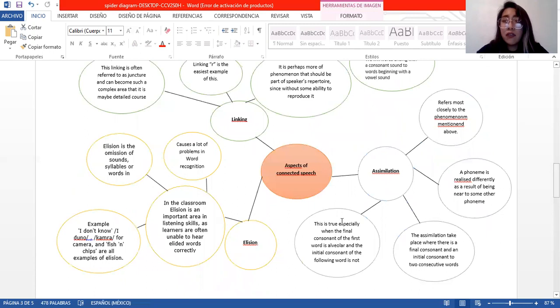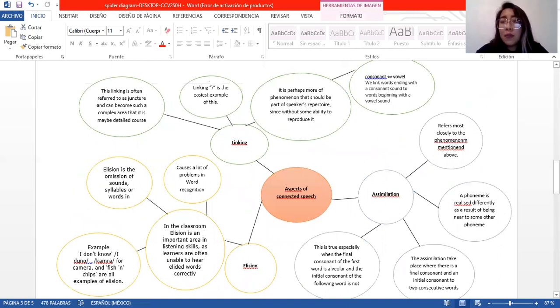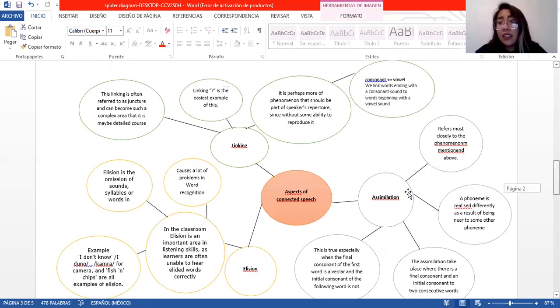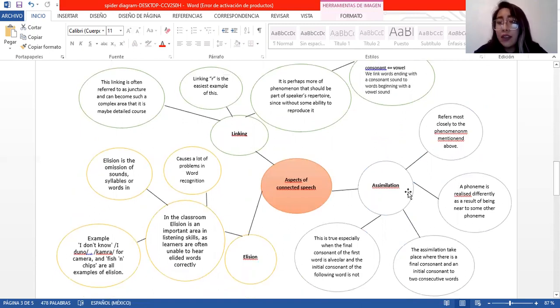The first part is assimilation, and it refers to the plosive phonemes mentioned above. It says that a phoneme is released differently as a result of being near some other phoneme, and assimilation takes place where there is a final consonant and an initial consonant in consecutive words. This is true especially when the final consonant of the first word is alveolar and the initial consonant of the following word is not.